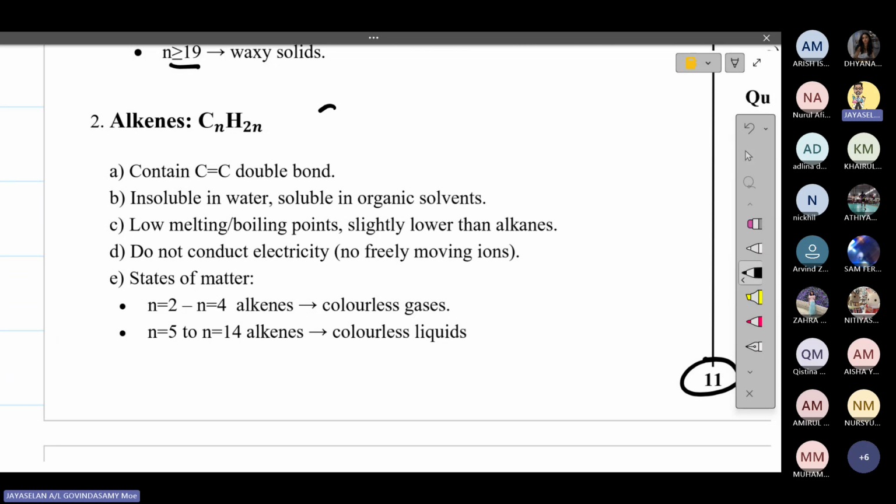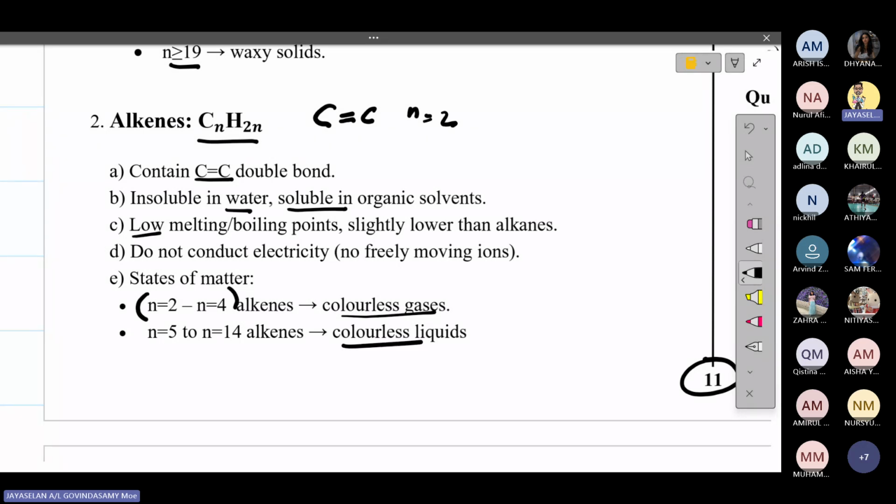Same only. Alkene contains C double bond. The general formula already given, CnH2n, contains at least one double bond between carbon atoms. Insoluble in water, low melting point, almost same. Here again, because alkene needs N2 onward, that's why 2 until 4, colorless gas, 5 until 14, colorless liquid.